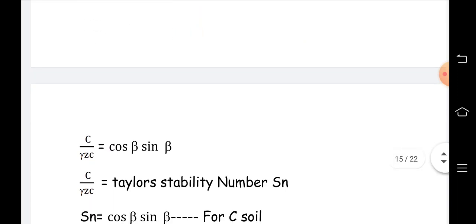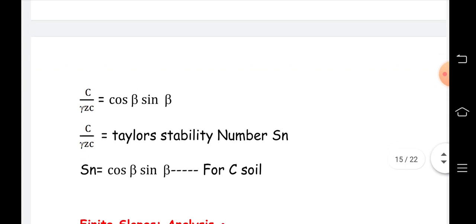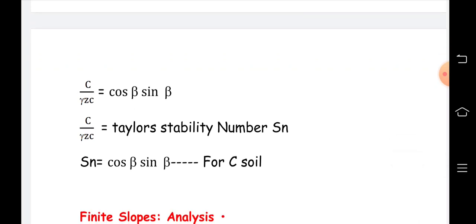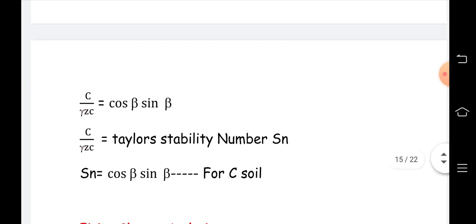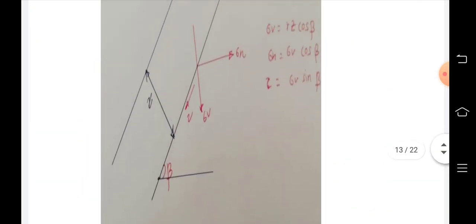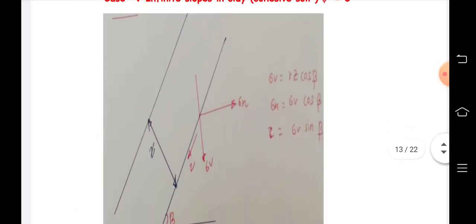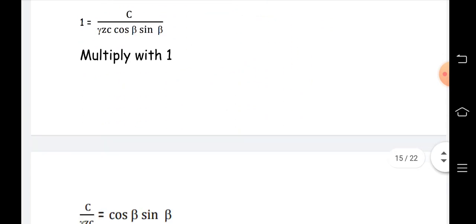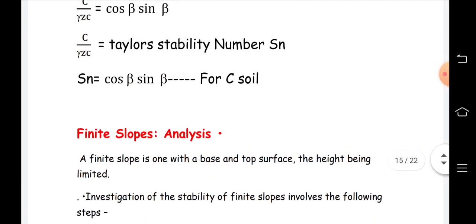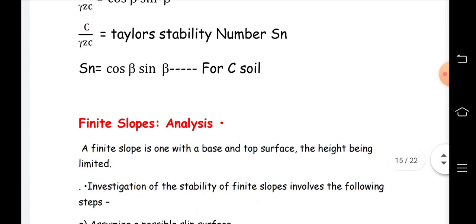So C upon gamma zc is nothing but the Taylor stability number, which is called Sn. Its value Sn equals cos beta sin beta for clay soil. For C-phi soil, the Taylor stability number formula is tan beta minus tan phi into cos square beta. And for clay soil, the Taylor stability number formula is cos beta sin beta.